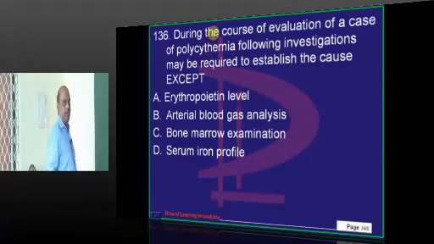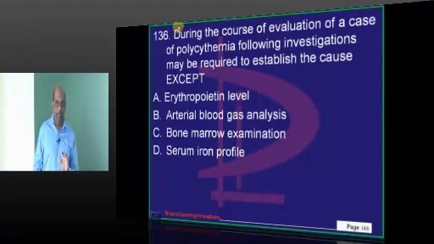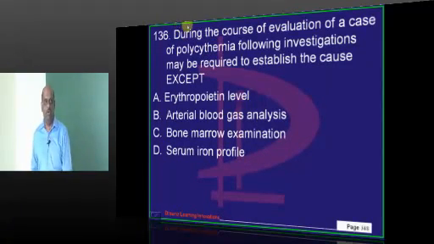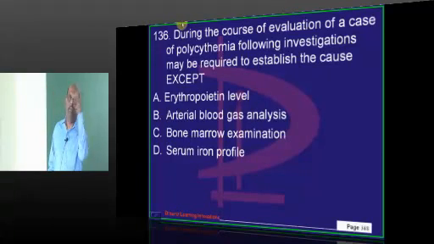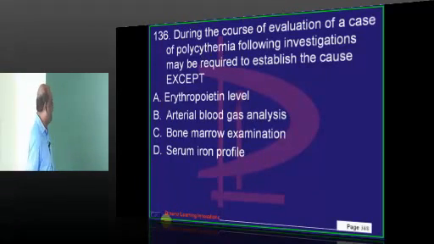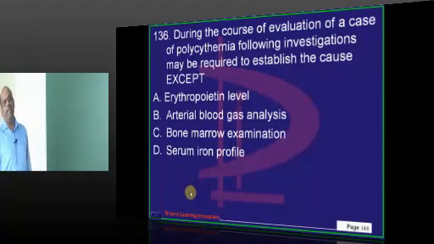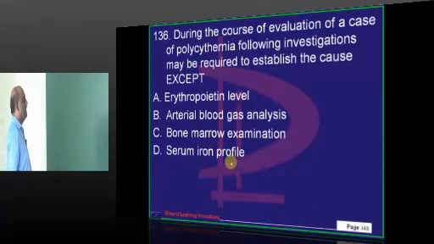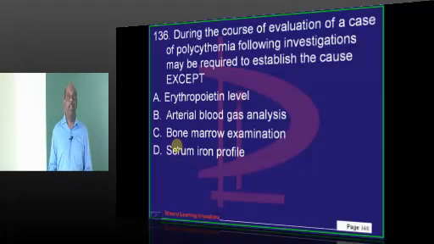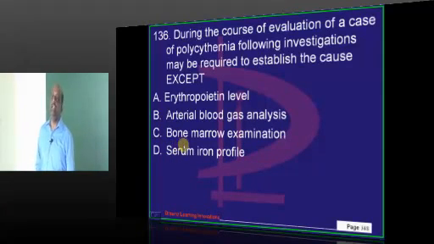Why? Because if it is polycythemia rubra vera, primary polycythemia, they will be low. In secondary polycythemias, erythropoietin will be high. Iron profile is not done. All the remaining things are done. Bone marrow is done to know erythroid hyperplasia if it is polycythemia rubra vera.